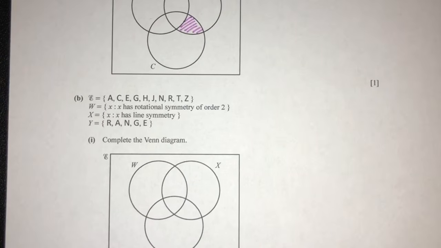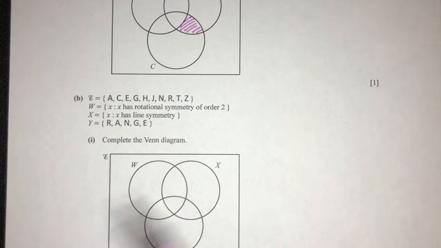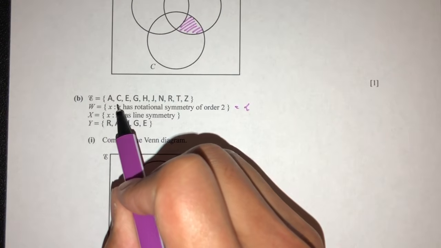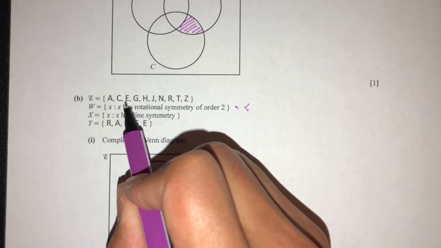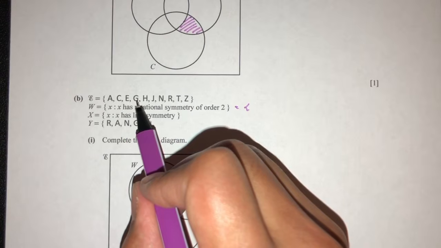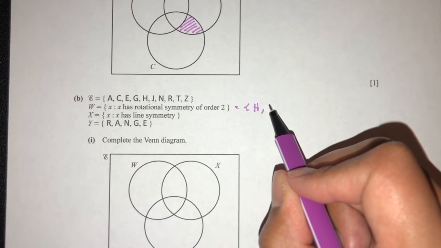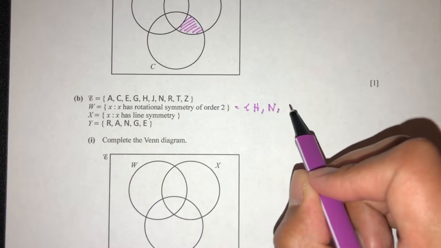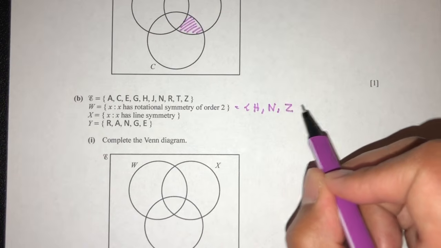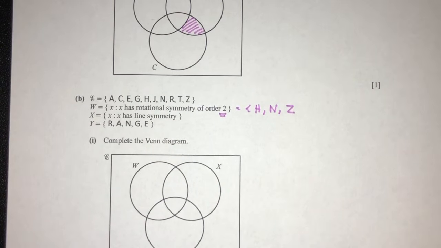Now for part B, the universal set will be A, C, E, G, H, J, N, R, T, Z. That is the universal set. Now for W, the elements have rotational symmetry of order 2. So let's see which one has that. A, no. C, no. E, rotate by 180 and see what happens. Does it work? No. H is good. J is not good. N is good. And Z is good. Order 2 means if you rotate by 180, it should look the same. That's the main idea behind this question.